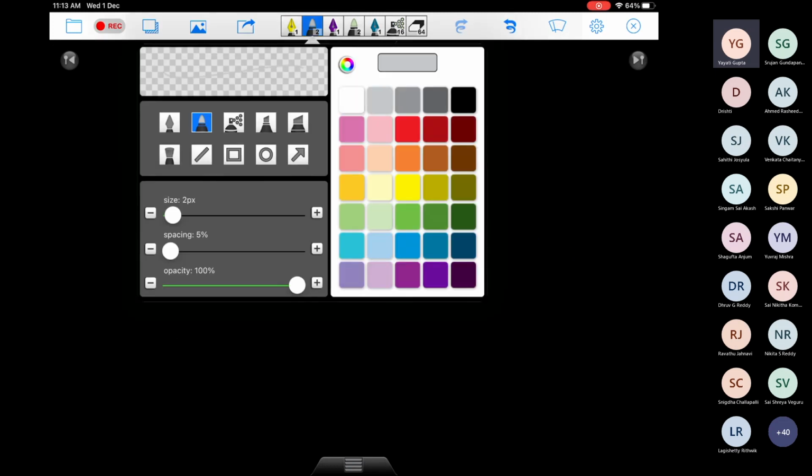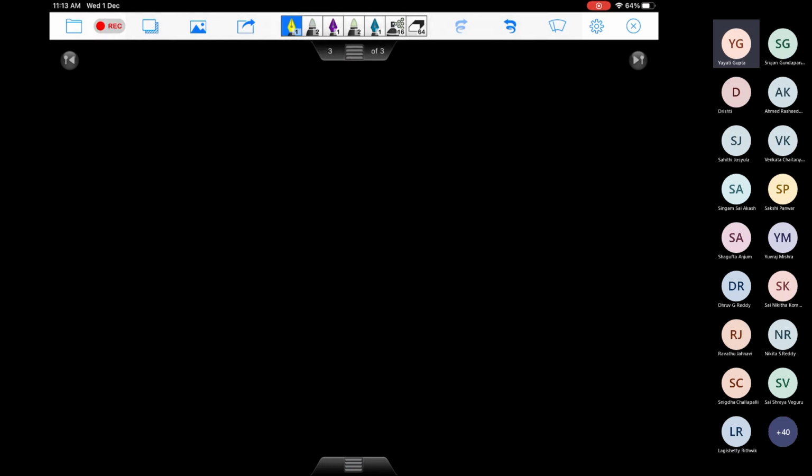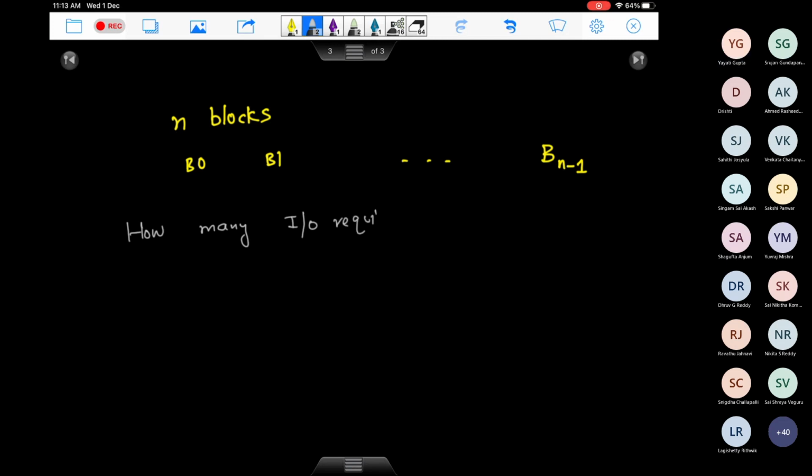All right. If you understood this, can you now tell me, assume that there is a file which has n blocks, so your block 0, block 1, up to your last block, which will be B n minus 1. How many input output operations will be required if you want to remove the kth block? If you want to remove Bk, can you compute this and tell me? It's just a generalization of the same question which we did.